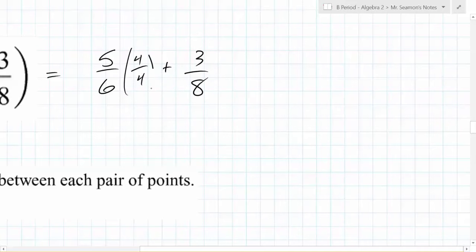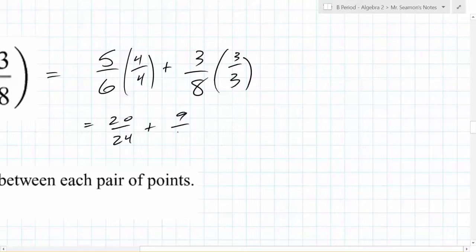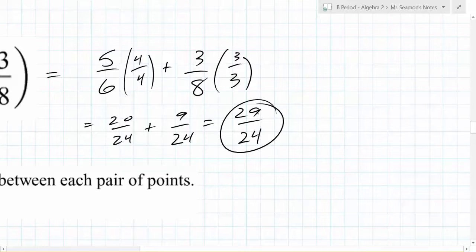4 over 4. And what are you going to multiply 3 over 8 by? Yeah, you have to multiply by a form of 1, because that's the only thing you can multiply by and keep the value the same. So what do you end up with? 20 over 24 plus 9 over 24. So it's what? Yeah. Then you ask yourself, can you simplify that?